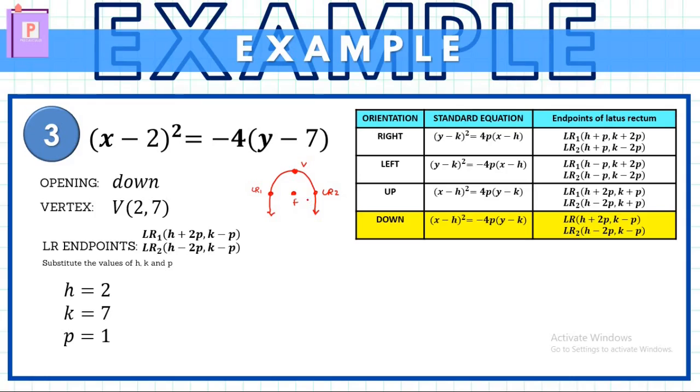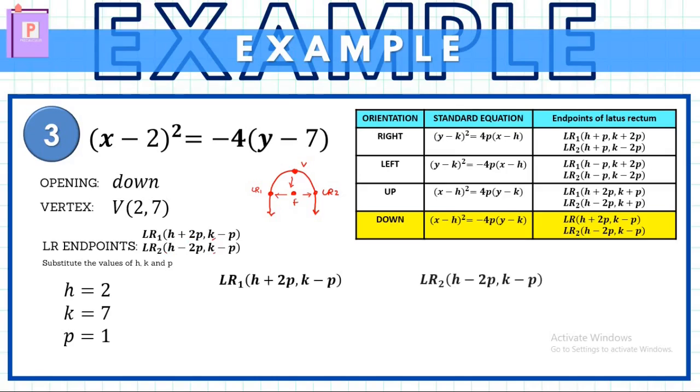Now notice that there is a downward movement from the vertex to the focus, and that will be p units. So since there is a vertical movement and that is downward, we're going to subtract p from k, which is the same as the formula. Next, from the focus, we move to the right and to the left, and that will be 2p units each. So since it is a horizontal movement, we're going to modify the value of h. We're going to add 2p to h if we move to the right, and we're going to subtract 2p from h if we move to the left.